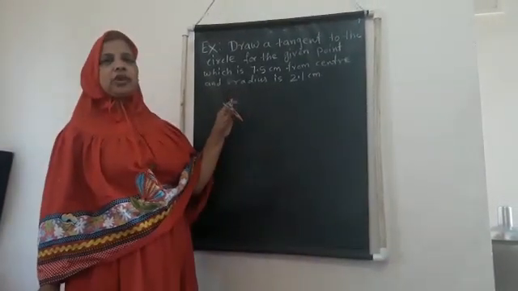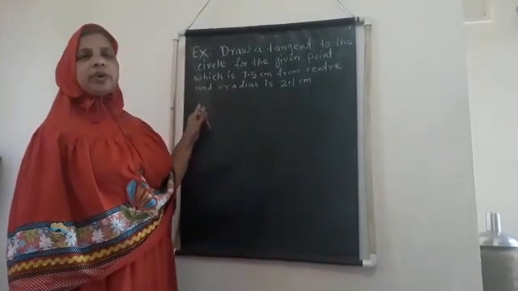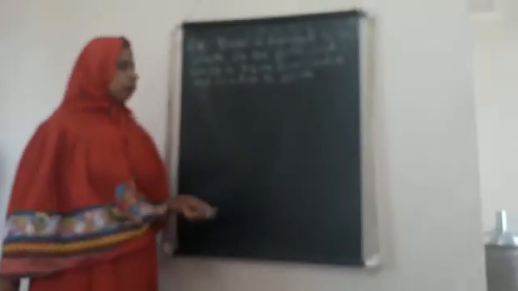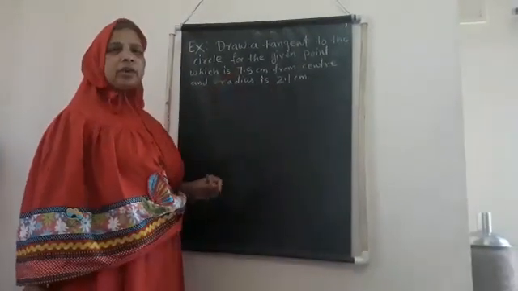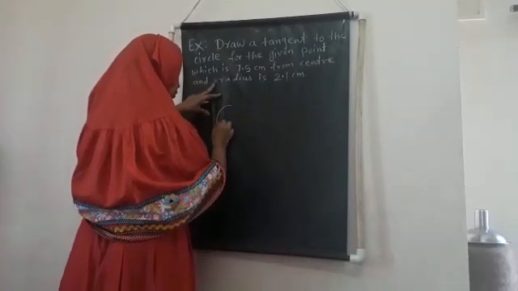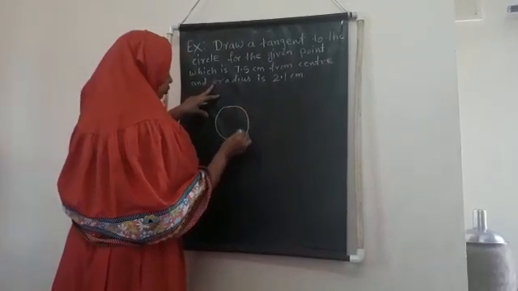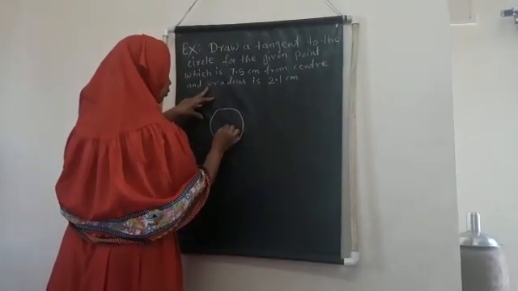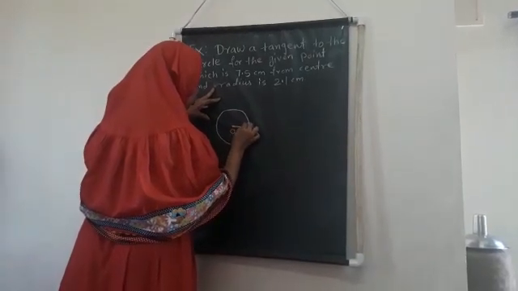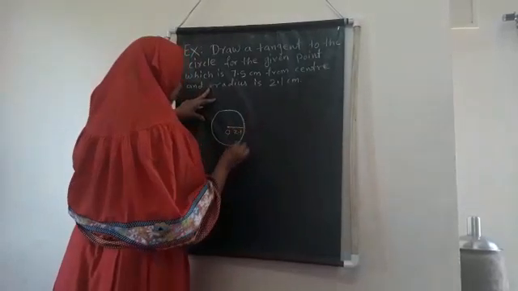In the previous two constructions, the point lies on the circle. In this construction, the point is outside the circle. So now let's follow the steps of construction. First, draw the circle of given radius, that is 2.1 centimeter. Give center name O and draw the radius 2.1 centimeter like this.